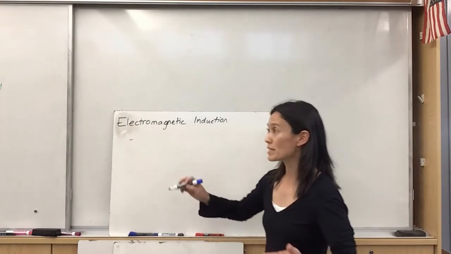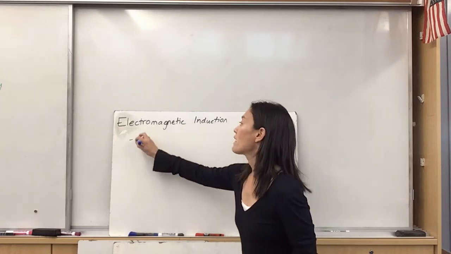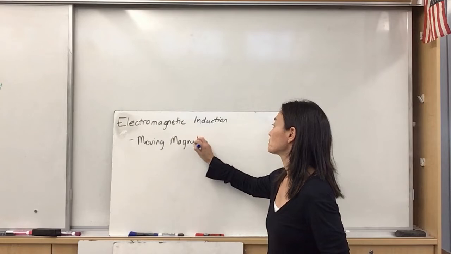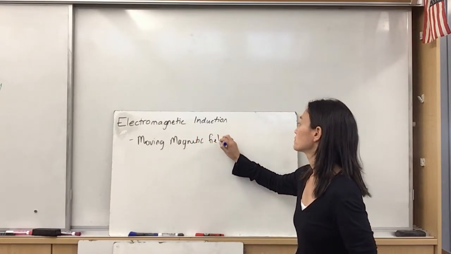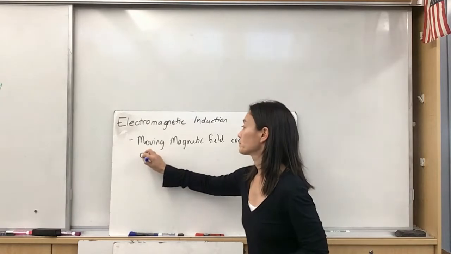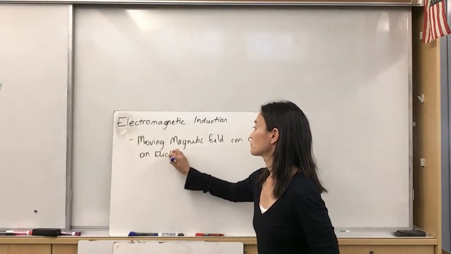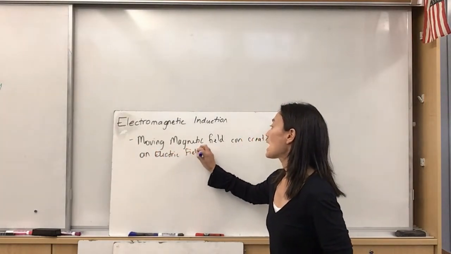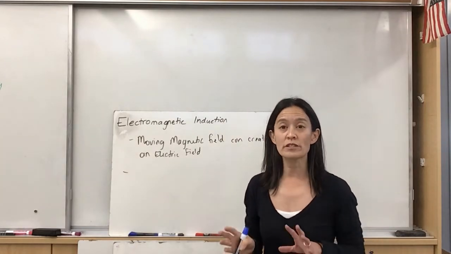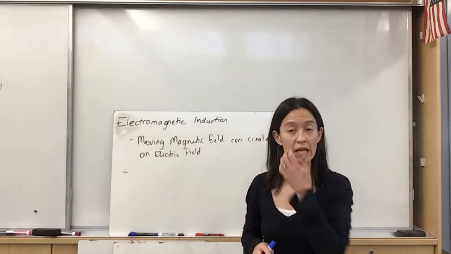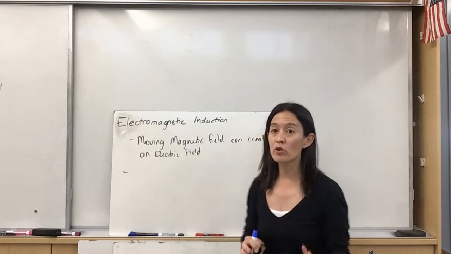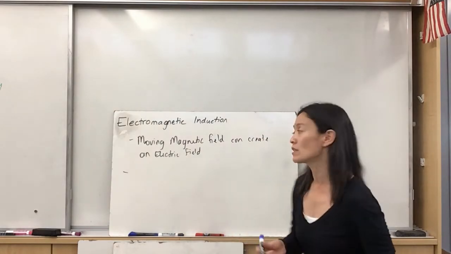So the premise is what Faraday discovered, that a moving magnetic field can create an electric field. And in fact, Faraday found out that there just has to be relative motion. As long as there's relative motion between a wire or a conducting material and a magnetic field, then there will be current induced in the wire.